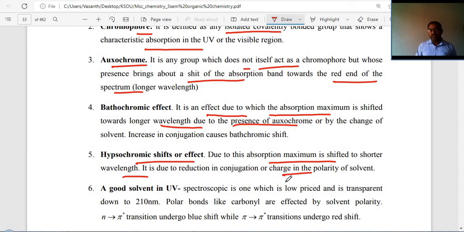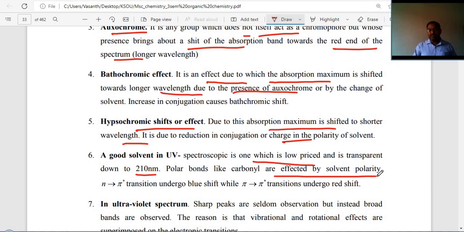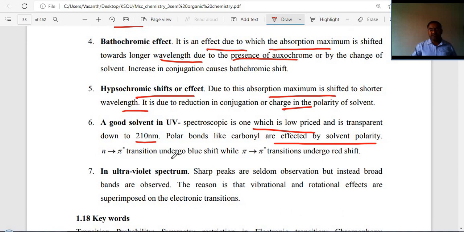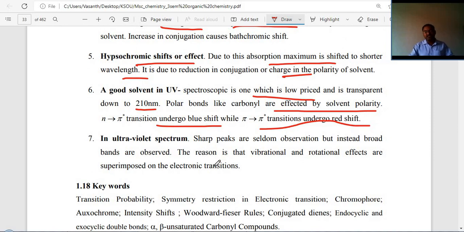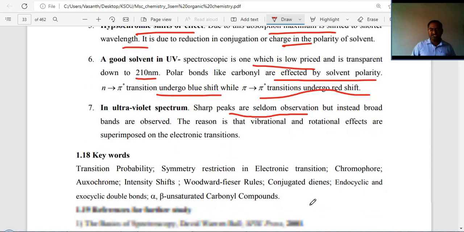A good solvent in UV spectroscopy is one which is low priced and transparent down to 210 nanometer. Polar bands like carbonyl are affected by solvent polarity. n to pi star transitions undergo blue shift, and pi to pi star transitions undergo red shift. In the UV spectrum, we do not observe sharp peaks or well-defined absorptions, but instead broad bands. The reason is that vibrational and rotational effects are superimposed on the electronic transition.